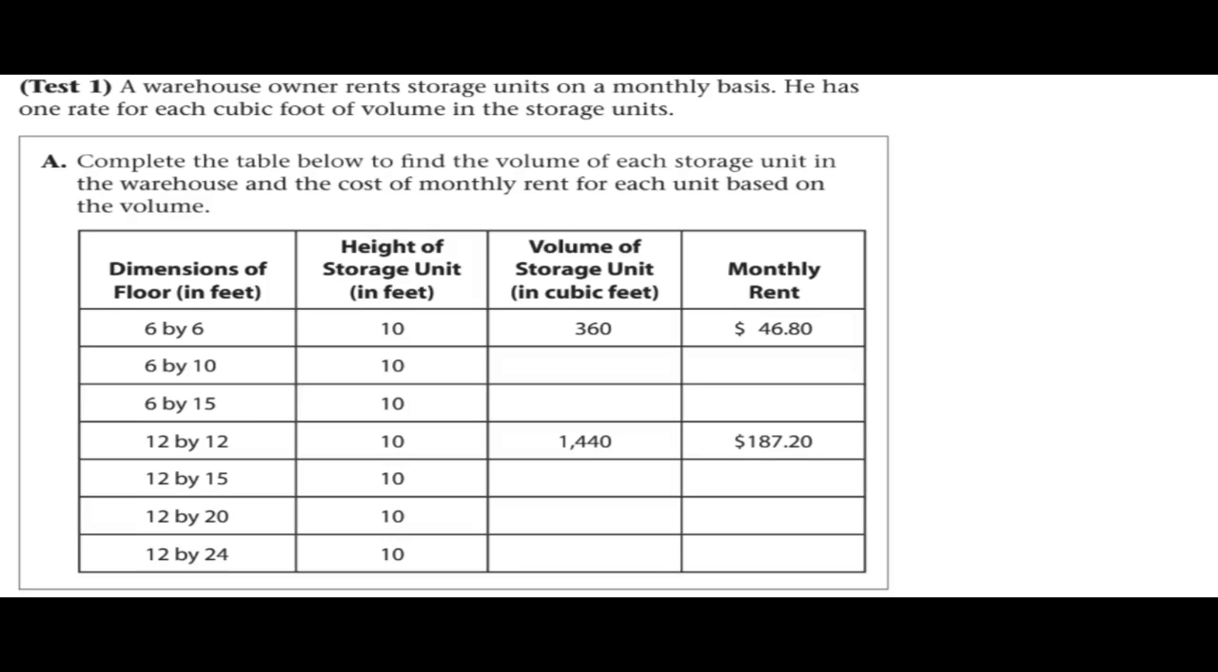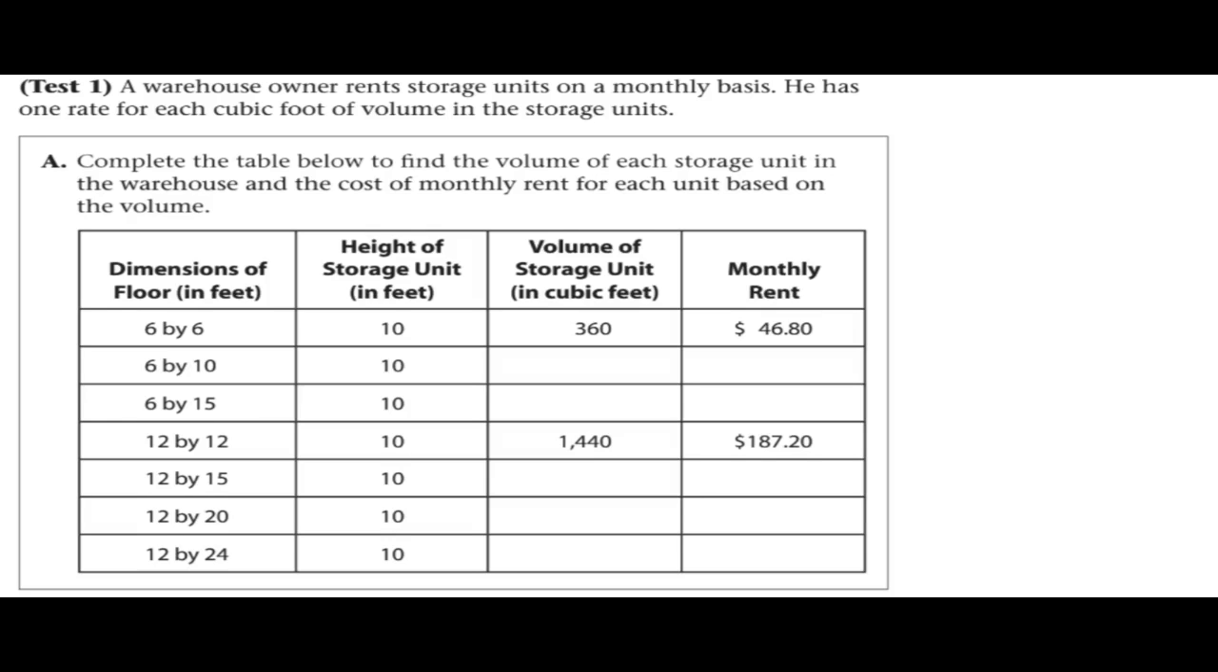Okay, so let's look at the story that starts out in this problem. It says, a warehouse owner rents storage units on a monthly basis. He has one rate for each cubic foot of volume in the storage unit. So what do I know from that part? Well, I know that they're storage units and he rents them. And when it says he has one rate for each cubic foot, that means he has a price for every cubic foot of volume. So we have to figure out how much volume is in these storage units before we can figure out how much he's going to charge me to rent one of them.